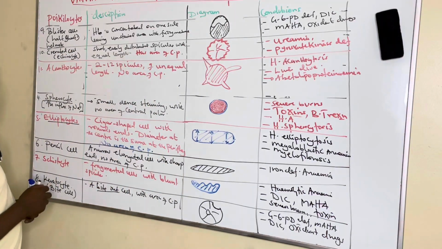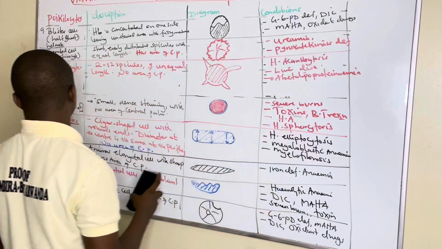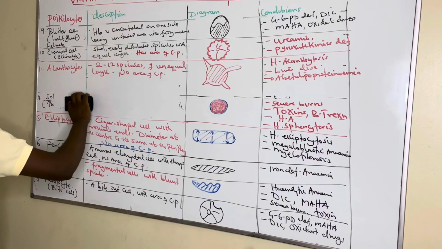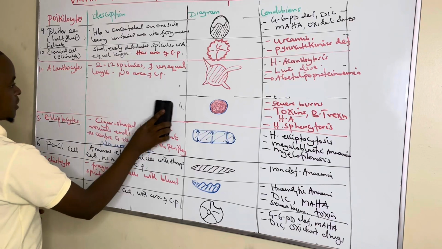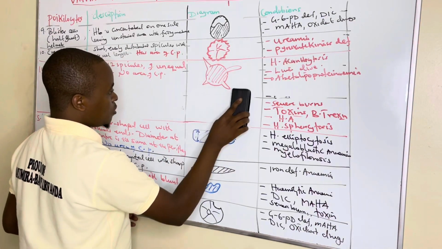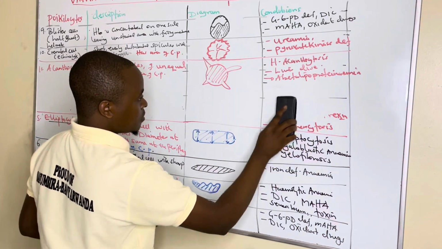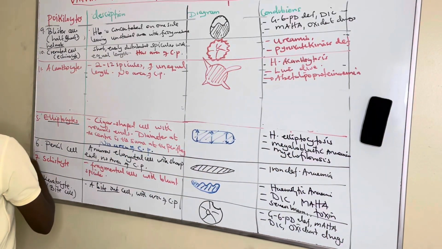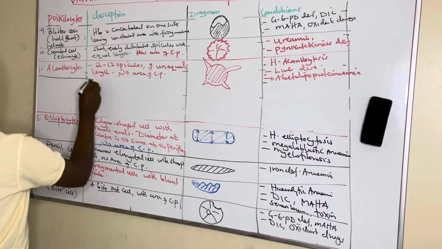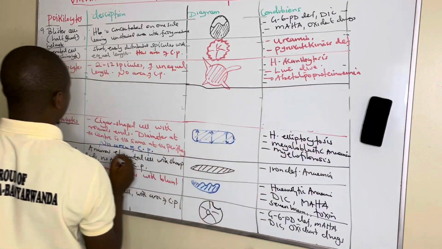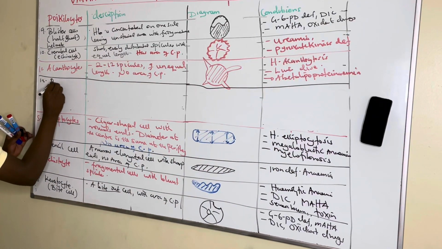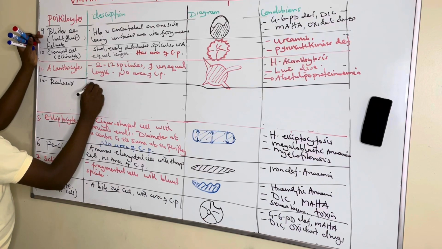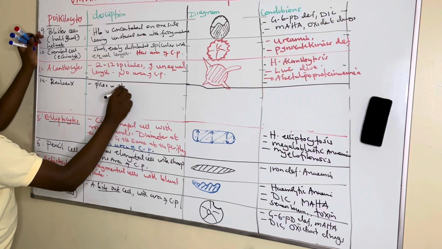As we are towards concluding this video, number 12 and number 13, we can talk about poikilocytes. Number 12, we can talk about rouleaux formation. And these ones look like piles or stacks of coins.